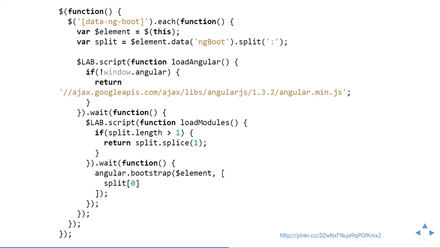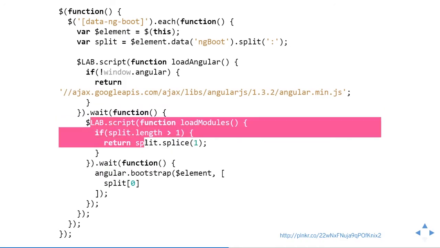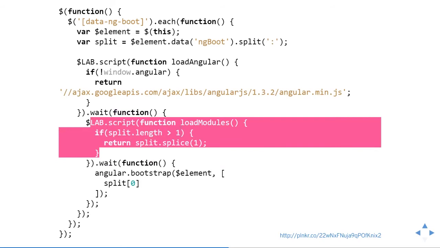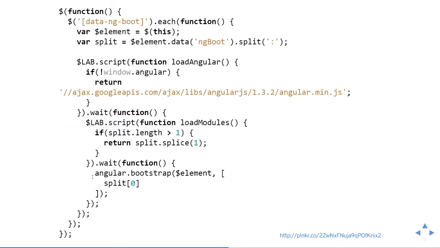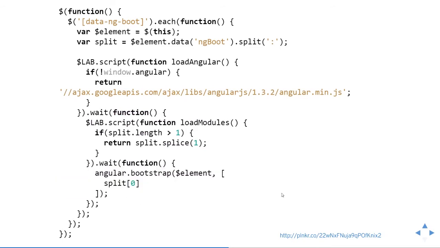And yeah, so what we do is we check if Angular is already present in window, and if not, we just return this URL with Angular, and lab.js will load Angular for us. Until it's loaded, it will wait, and after it's loaded, it will execute this function where we actually load all the modules that we have specified, and when that is loaded, we just bootstrap like before. We bootstrap Angular. And of course, we can also take a look, hopefully.